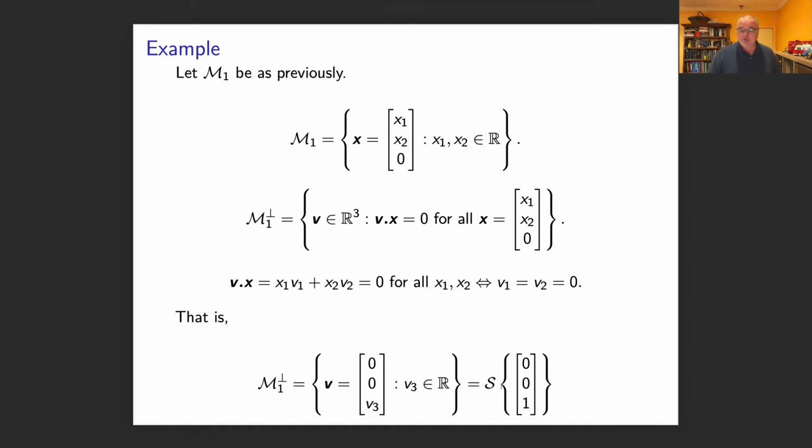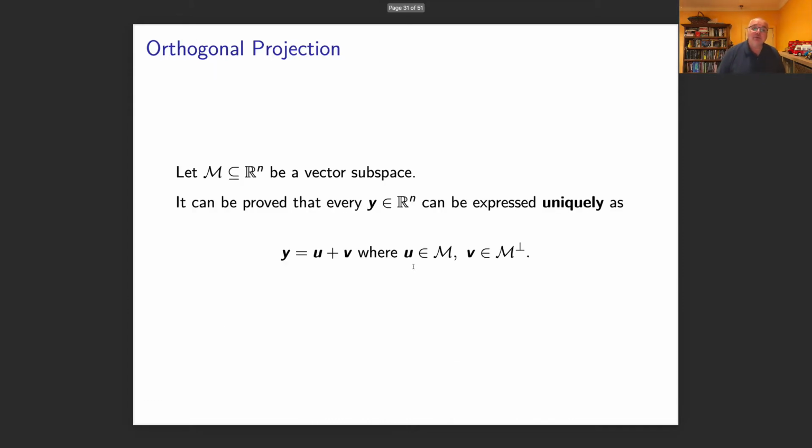So our M-perp is all vectors of the form 0, 0, v3, where v3 is just a real number. Which, if you think about it, is the span of the vector 0, 0, 1. So that's it. It's one-dimensional. This one up here was two-dimensional. This is one-dimensional. They add together to give us three-dimensional space.